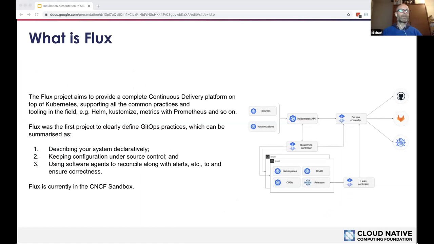So Flux, if you're not familiar with it, fits into the continuous delivery category of software. The idea is that you keep all your configuration in Git, and Flux syncs that into a Kubernetes cluster. For the end user, this means that changing your configuration and your operations can be done through Git operations, pull requests and so on. And this became known as GitOps. For a while, Flux and GitOps were sort of synonymous, but then GitOps took on a life of its own. And since then, there have been other projects which are also about GitOps. And Flux is currently in the CNCF sandbox.